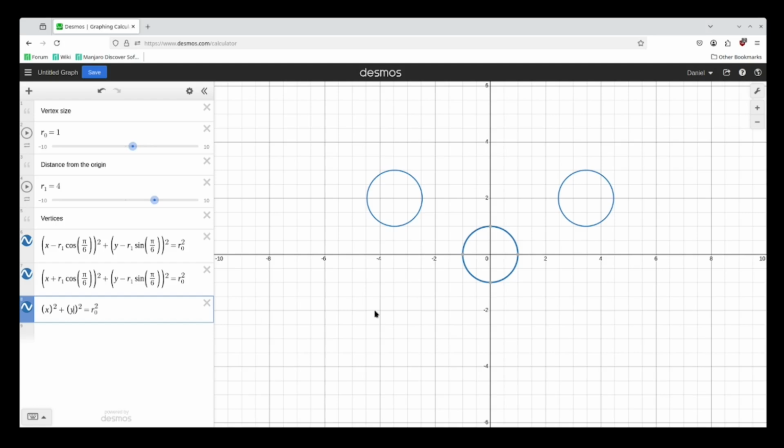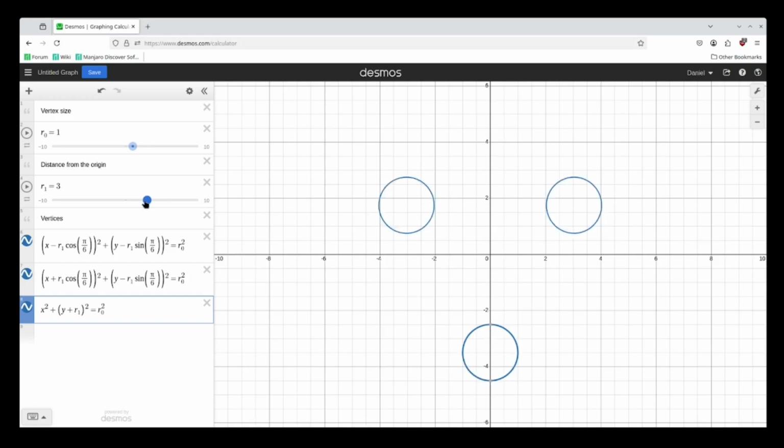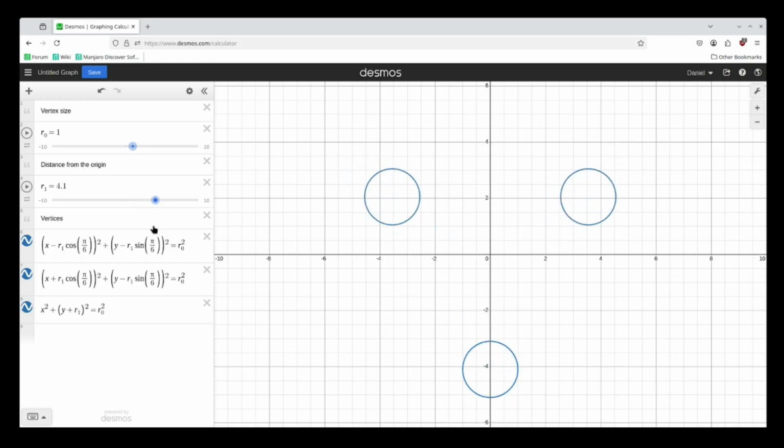Now for here, we just need to move this down vertically. So this one, we don't need to do any trigonometry. We just need to move this down R sub 1. So technically, we don't even need parentheses around that third equation. And this is still customizable. And we get ourselves the vertices needed for an equilateral triangle.